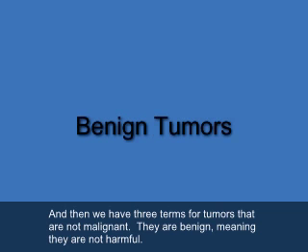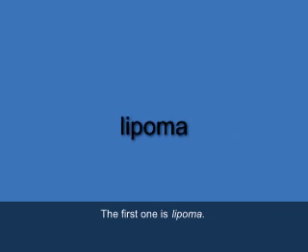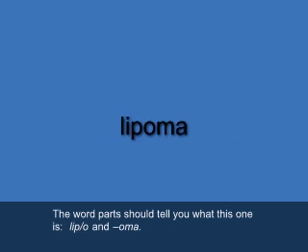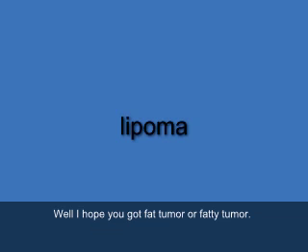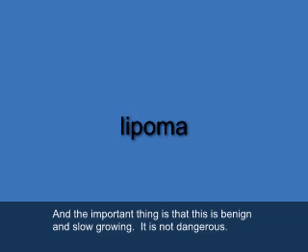And then we have three terms for tumors that are not malignant. They're benign, meaning that they are not harmful. And the first one is a lipoma, L-I-P-O-M-A. The word part should tell you what this one is. Lipo, L-I-P-O, and oma, O-M-A. That is going to be what? Well, I hope you got fat tumor or fatty tumor. And the important thing is this is benign and slow growing. It is not dangerous. Lipoma, fatty tumor.